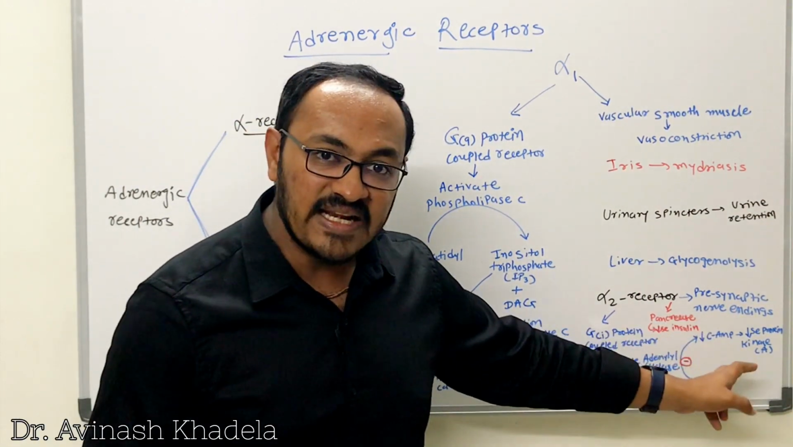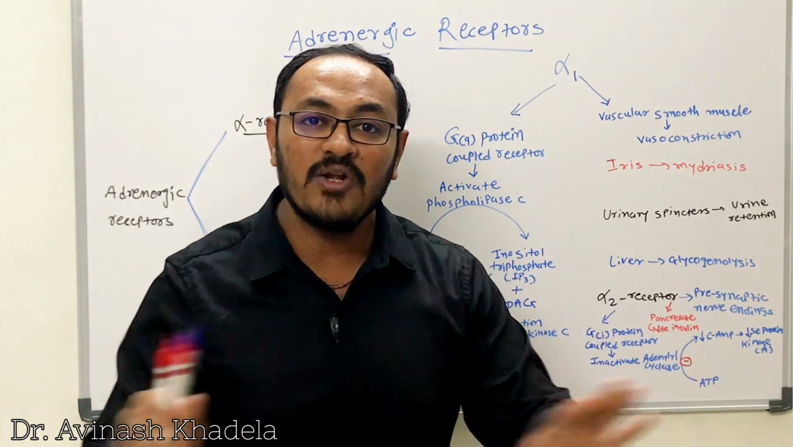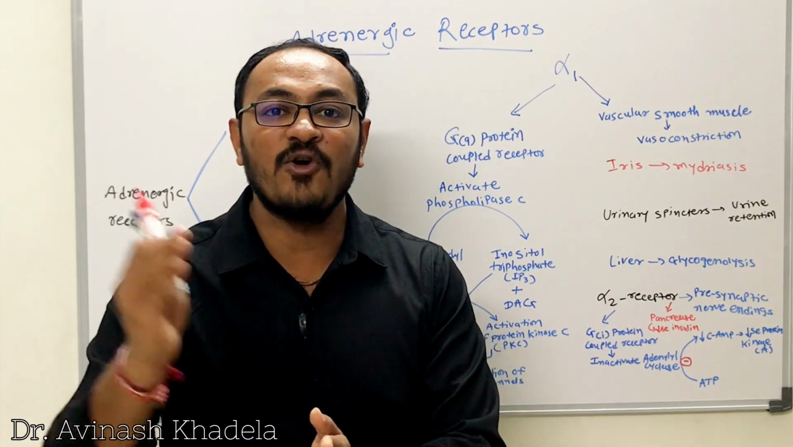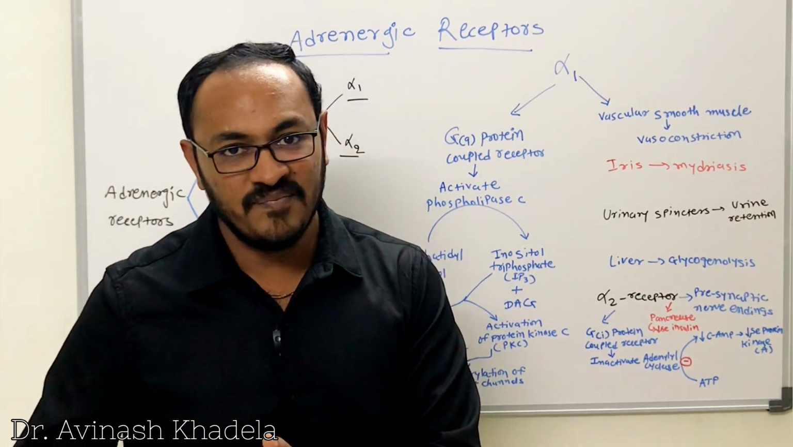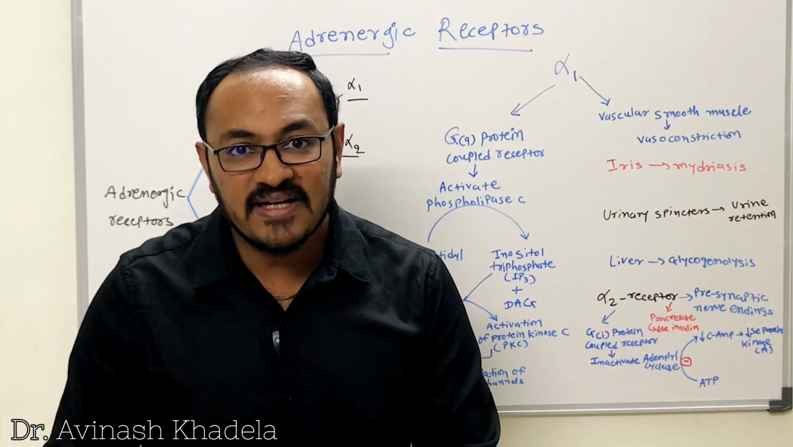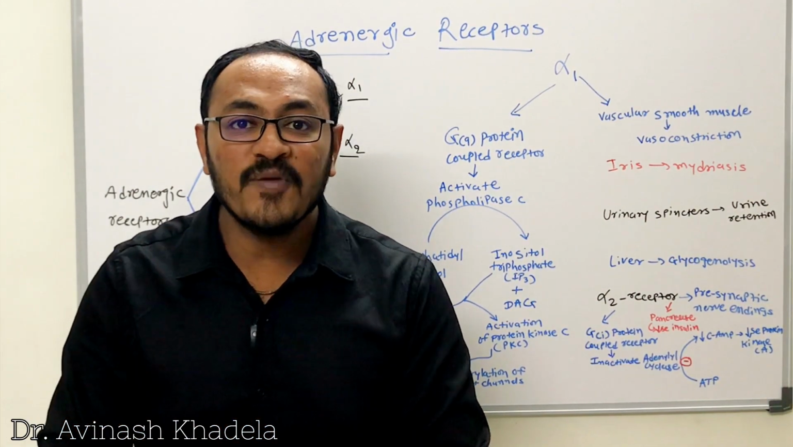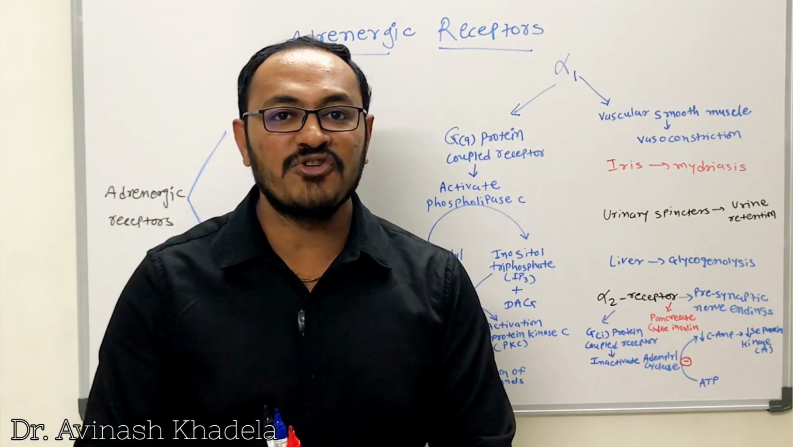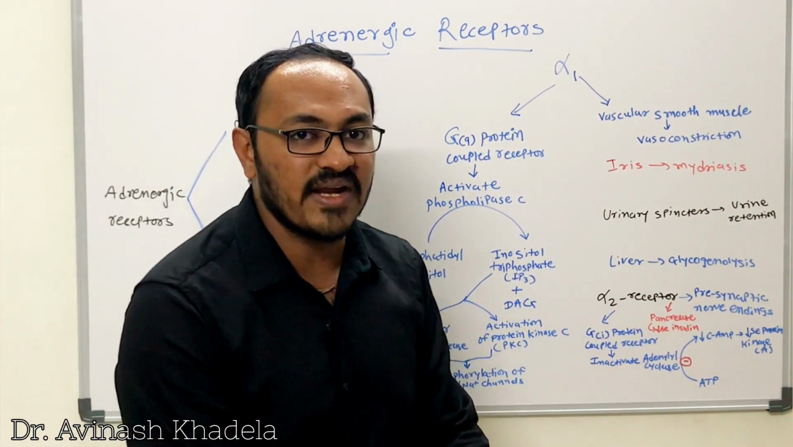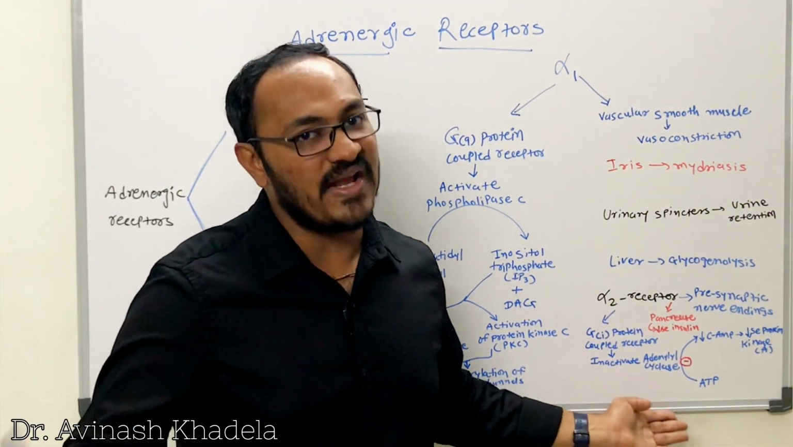Because there is a reduction in cyclic AMP, protein kinase A activation will not take place. Protein kinase A activation is essential for the phosphorylation of sodium and calcium channels. Because cyclic AMP is decreasing, protein kinase A is not activated, there is no phosphorylation of calcium as well as sodium channels, and because of this there is no generation of action potential and no stimulatory action. Rather, there is inhibitory action. This is how alpha 2 receptor has an auto-inhibitory action.